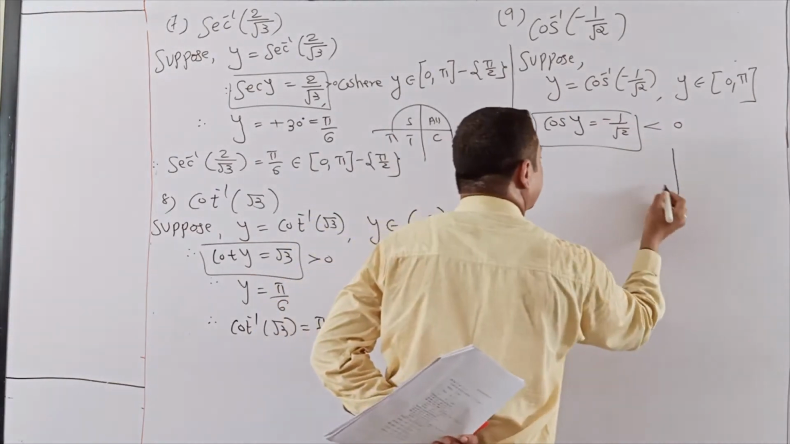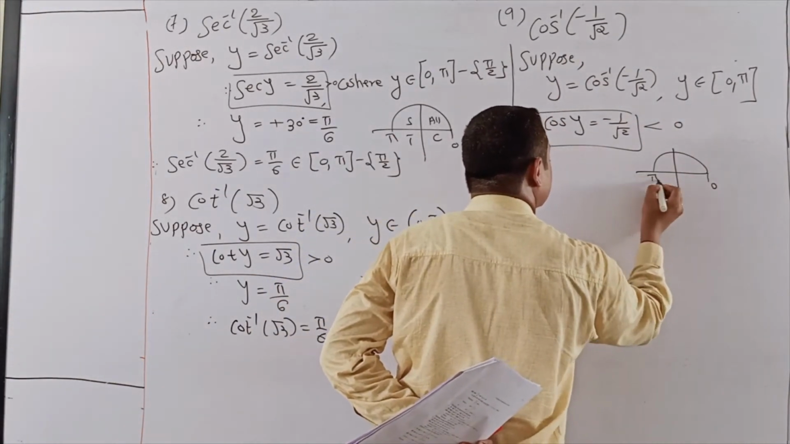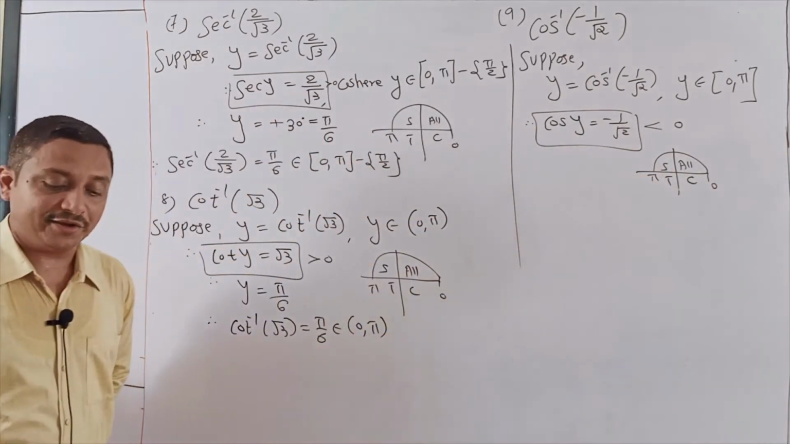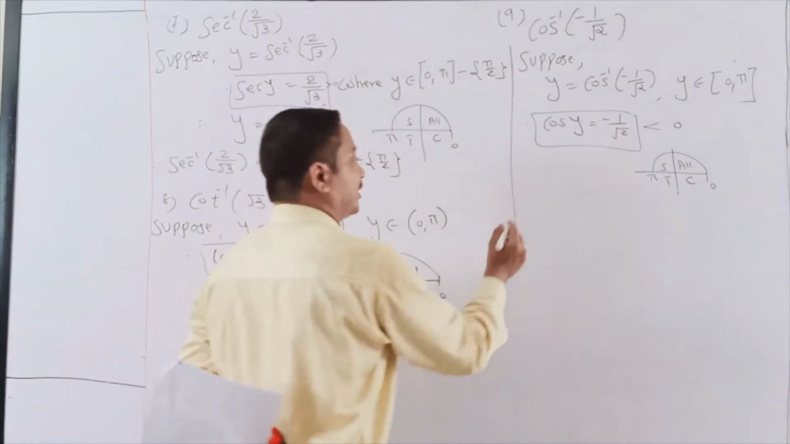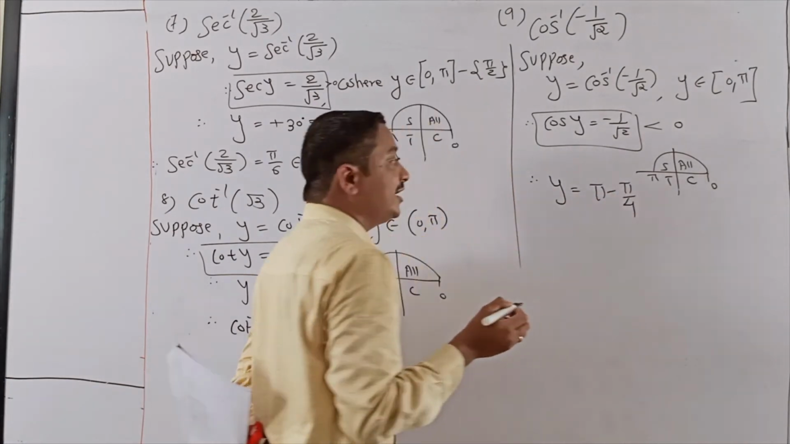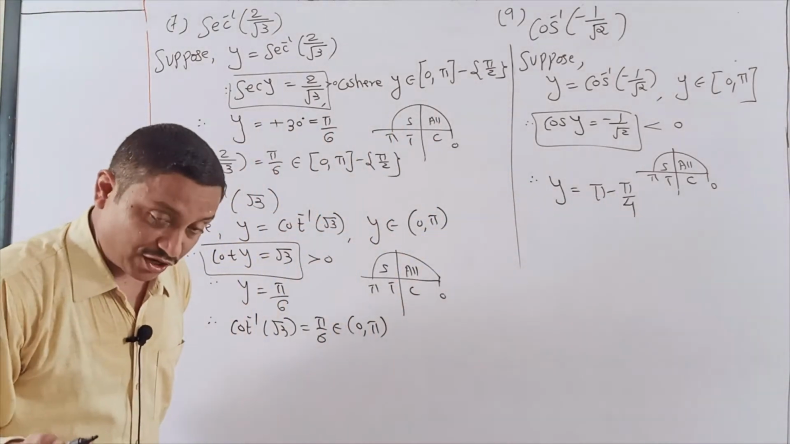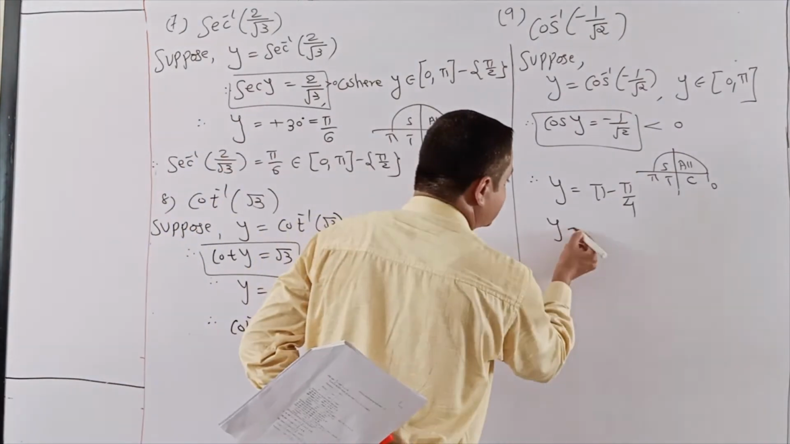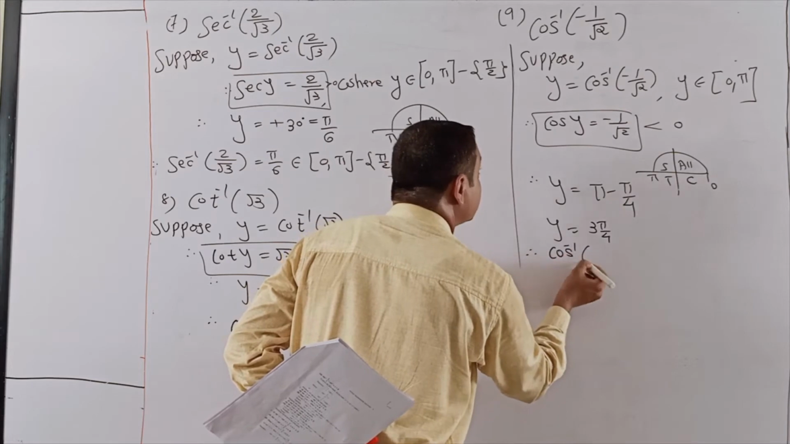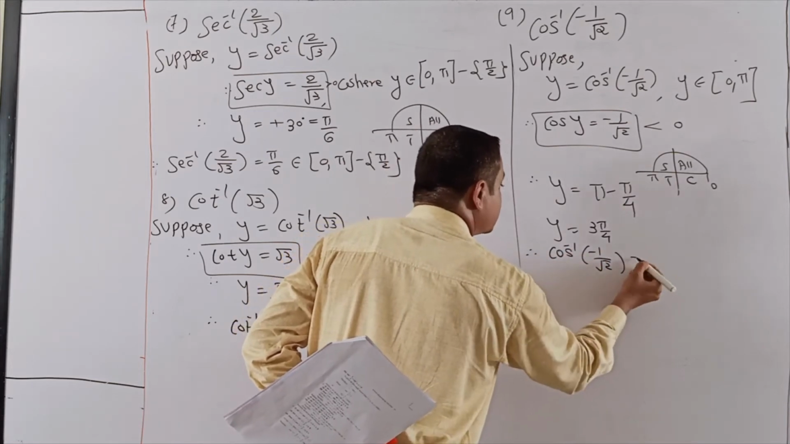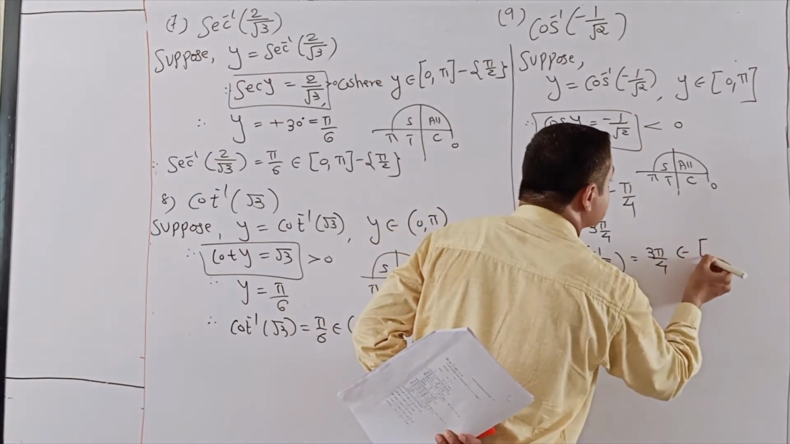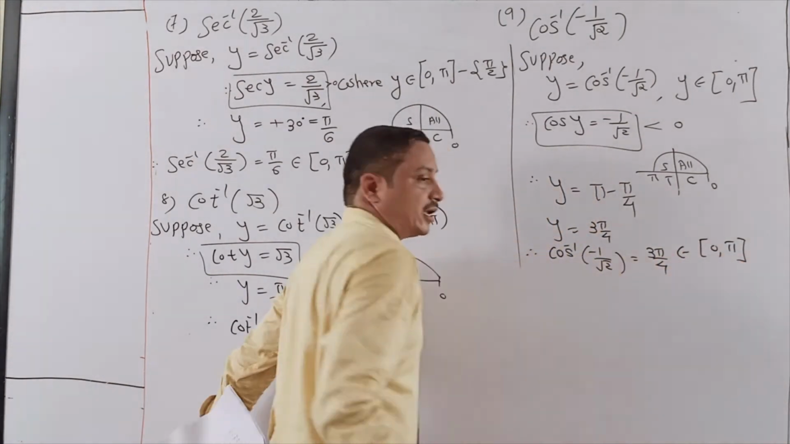In the range 0 to pi, all STC wise, students, where is cos negative? Yes, it is the second quadrant. So y is equal to pi minus, and how many degree? It is 1 by root 2, 45 degree. So y is equal to 3 pi by 4. Finally done. Cos inverse minus 1 by root 2 is 3 pi by 4, which belongs to my range 0 to pi, and happily done.